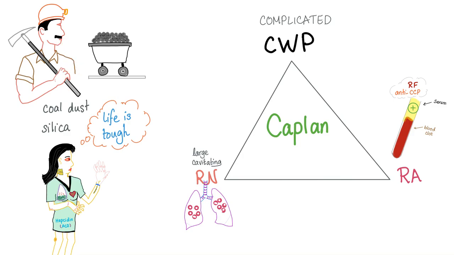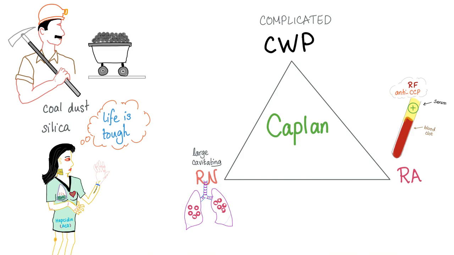Okay, so Caplan Syndrome, triad of complicated coal worker pneumoconiosis, large cavitating rheumatoid nodules in the lungs, and seropositive rheumatoid arthritis. What do you mean by seropositive? Either rheumatoid factor positive or anti-CCP positive or both.